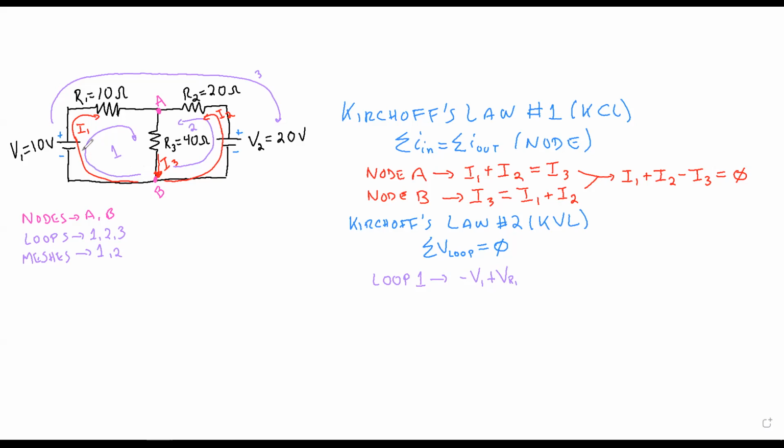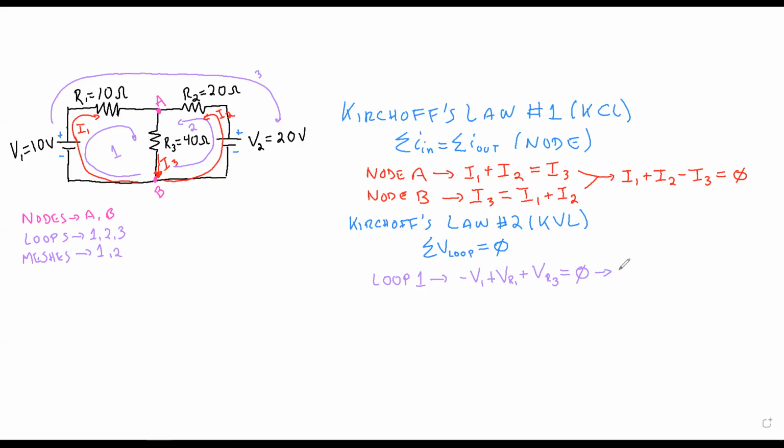Next up, what's the next thing we find in the loop? R3. I don't know its polarity, so it's going to be VR3. And this is going to be equal to 0. We're not considering the current, not yet. Right now I'm just writing the voltages, but I want to leave everything with regards to the current. So I'm going to rewrite this equation.